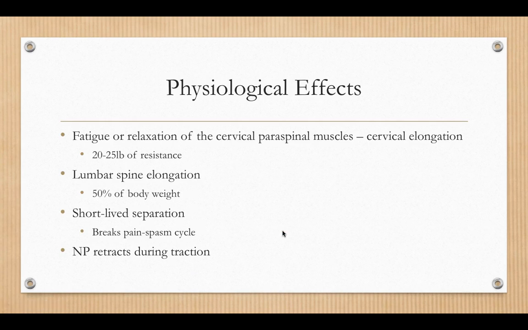So again, when we apply the traction to the spine, depending on if we're talking cervical or lumbar, if we provide about 20 to 25 pounds of resistance, we can get some cervical elongation, separation of the intervertebral spaces of the cervical spine, as well as elongation of the muscles. For lumbar spine elongation, we need about 50% of the body weight. This traction is meant to be a relatively short-lived separation.